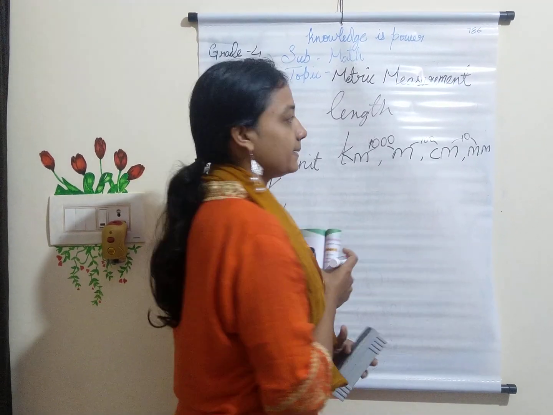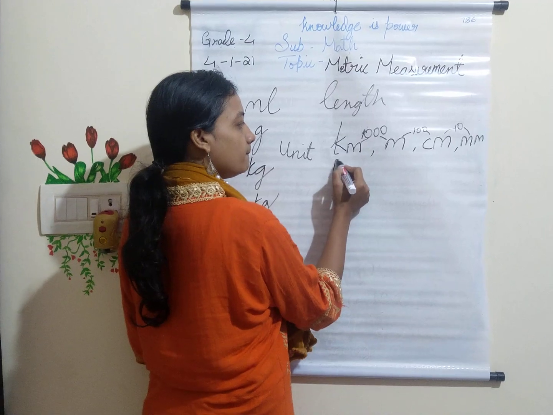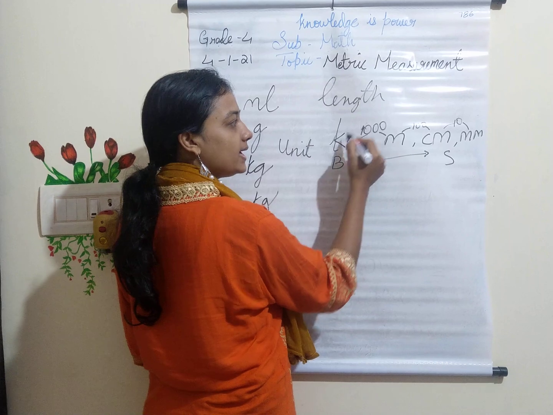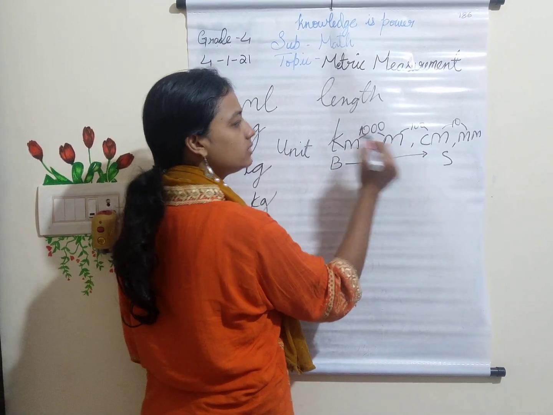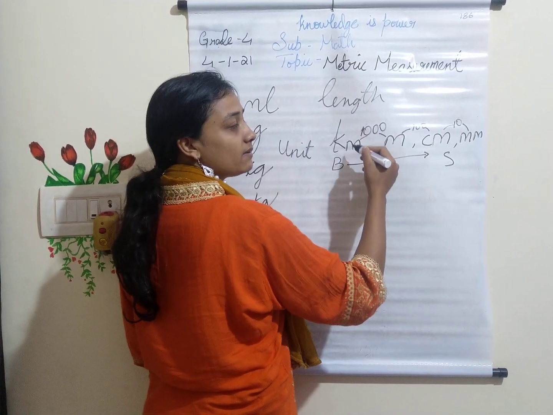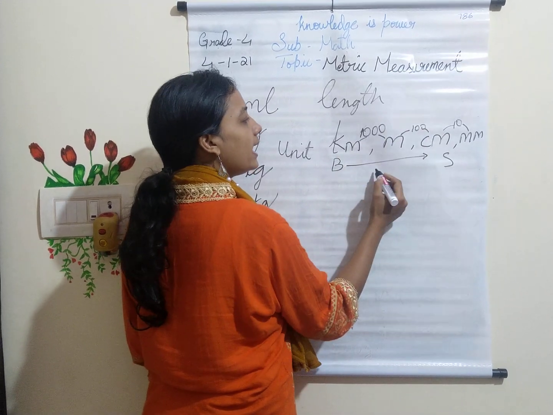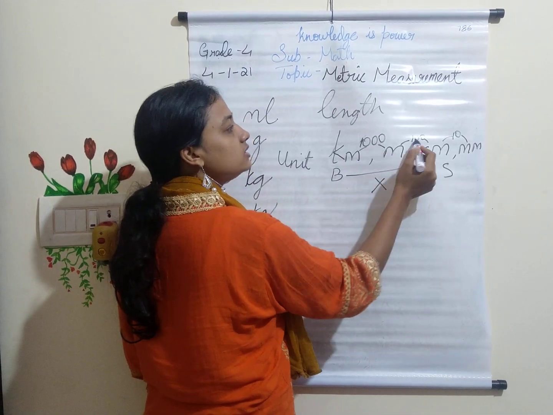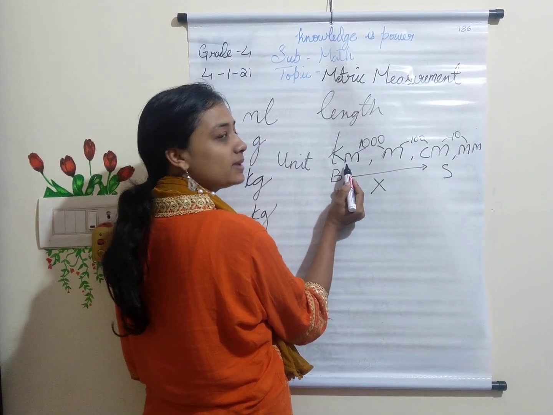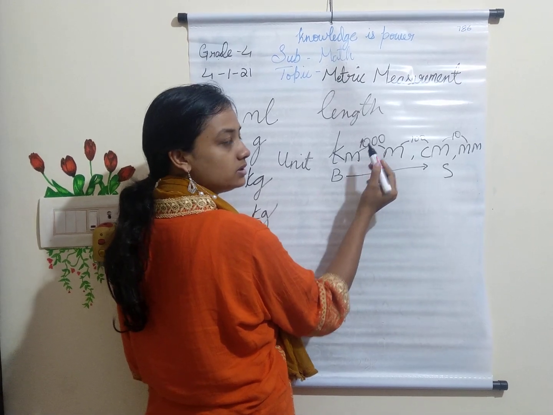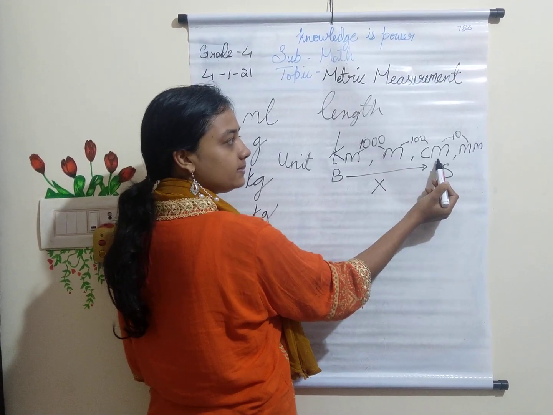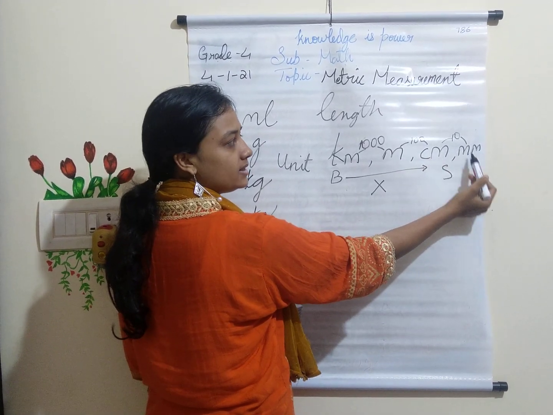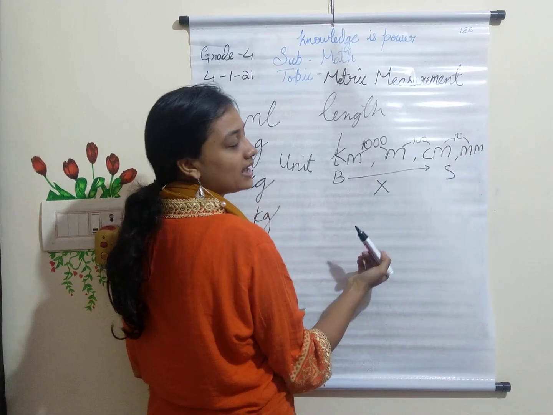Now how to convert them? When I want to convert from big to small, like kilometers to meters or meters to centimeters, I multiply the number in the question with the units. If I want to convert from kilometer to meter, I multiply with 1000. If I want to convert from meter to centimeter, I multiply it with 100. When I convert centimeter to millimeter, I multiply it with 10.